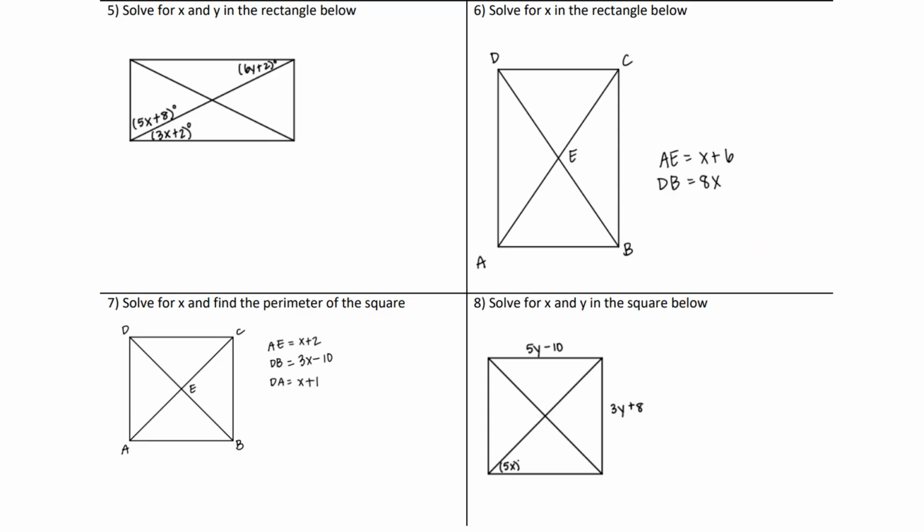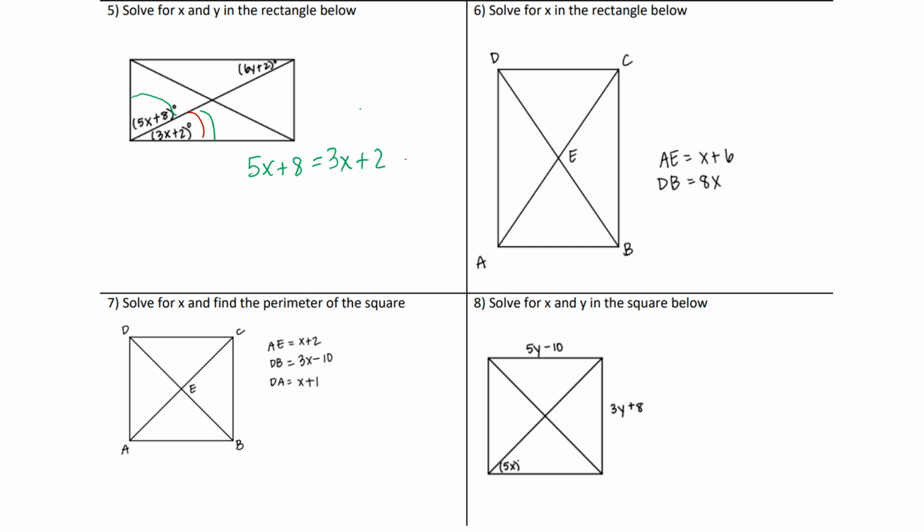Number 5, I have a rectangle and not a square, but since I know it's a rectangle, I know that this angle must be the same size as this angle, but those have 2 different letters on them, so I'm not going to use that. I also know that this angle and this angle must form a right angle, so I'm going to do 5x plus 8 equals 3x plus 2.